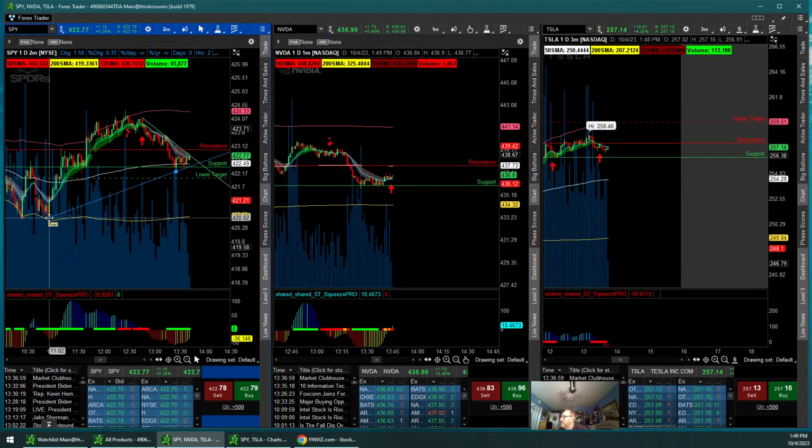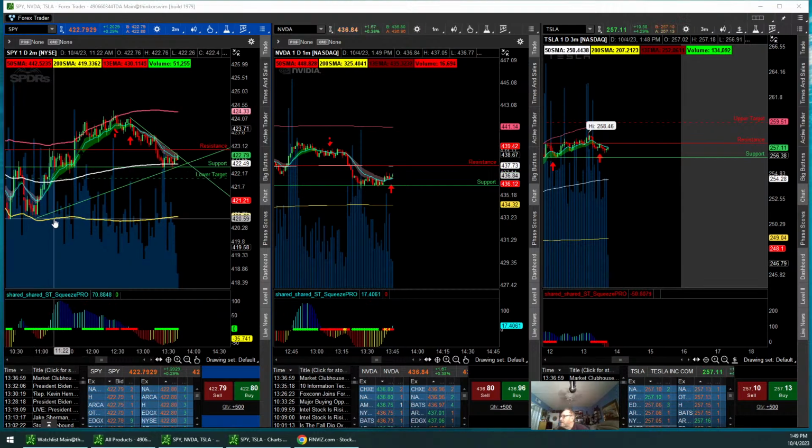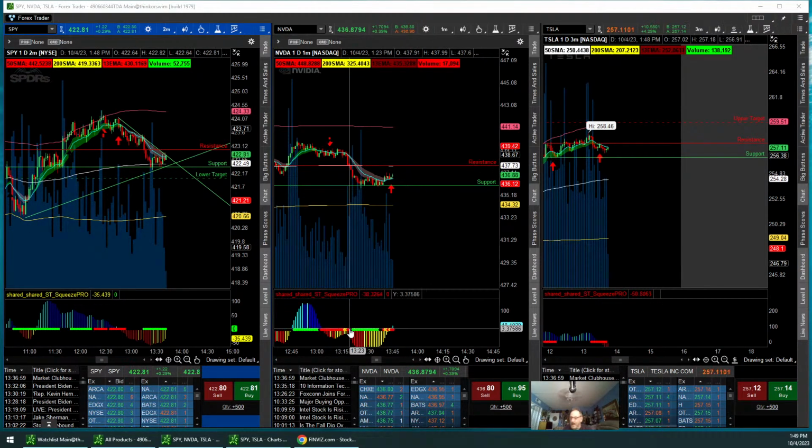Just a little bit. Yeah, I can't get it where I want it. I think there's a doji right there. It should be right on it, but it's close enough. It doesn't have to be exact.